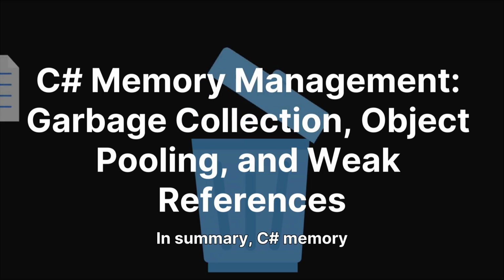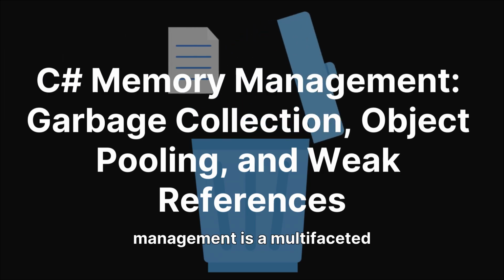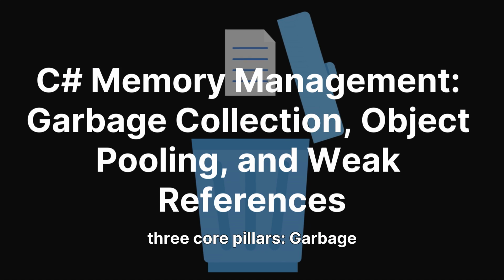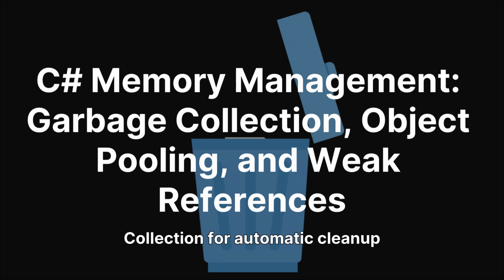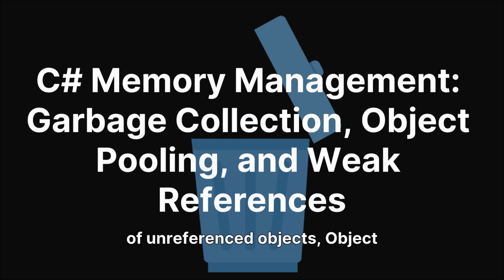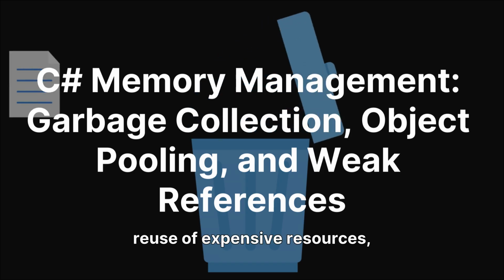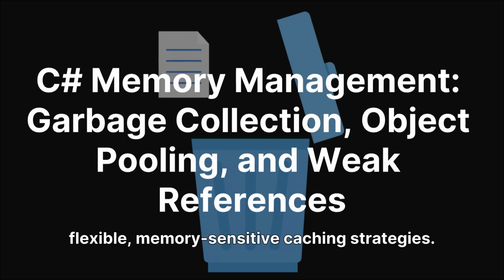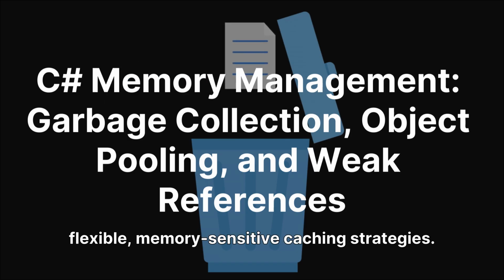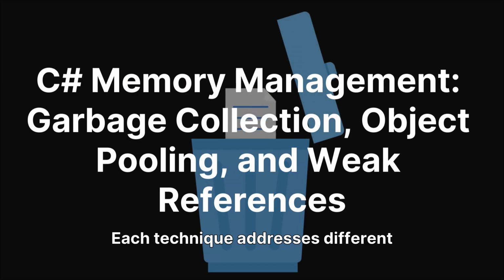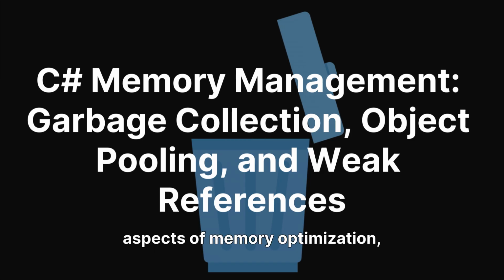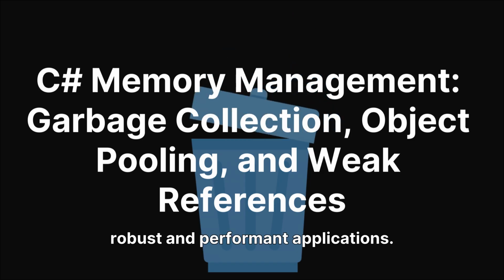In summary, C# memory management is a multifaceted topic that relies on three core pillars: garbage collection for automatic cleanup of unreferenced objects, object pooling for the efficient reuse of expensive resources, and weak references for flexible, memory-sensitive caching strategies. Each technique addresses different aspects of memory optimization, working together to create robust and performant applications.